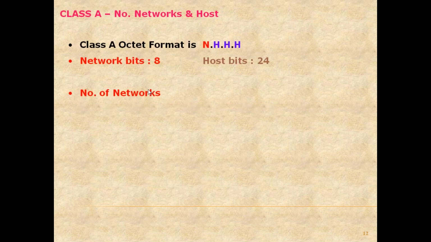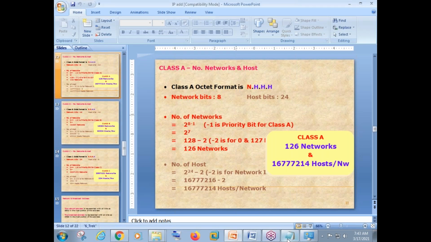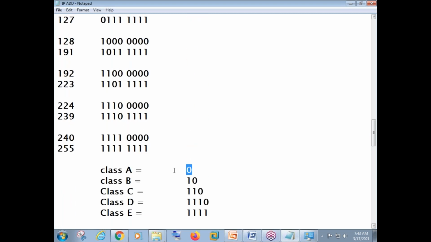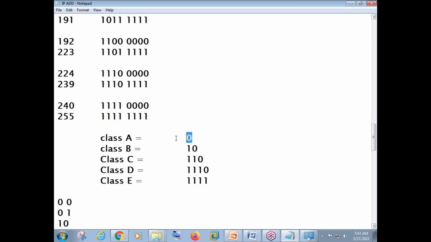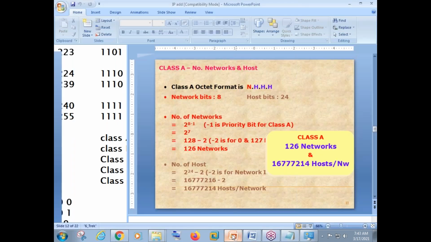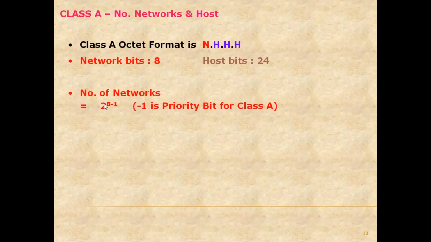Let us see the calculation here. How many bits do we have in network? We have totally 8 bits. Now what we have to do in class A is say 2 power 8 minus 1. Minus 1 is for the priority bit of class A. Remember, we said that in every class there are some priority or reserved bits. How many reserved bits are there in class A? 1 reserved bit. Because of this 1 reserved bit, we got the range as 0 to 127. This bit we cannot change. So what we have done here is minus 1: 2 power 8 minus 1.